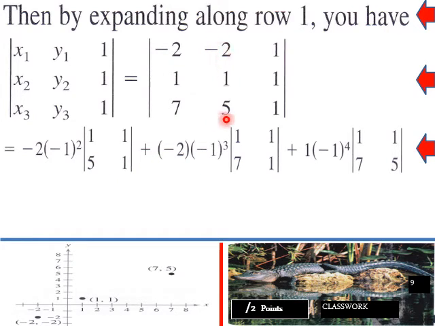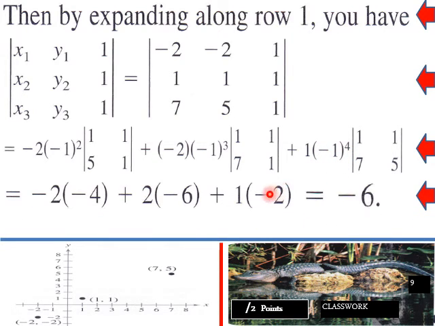Again, now we blot this out, and we blot this out, so we have a 1, 1, and then a 7, 1. So we have our -2 here out in front. Then we have -1 cubed times this. And then for our last row, we blot that out, and we end up with a 1, 5, 7, 1. And then we have this one out front here, multiplied by -1 to the 4th power. And this will yield us negative 2 times negative 4 plus 2 times negative 6 here, and then plus 1 times negative 2. When you combine all these together, you get a negative 6 here.